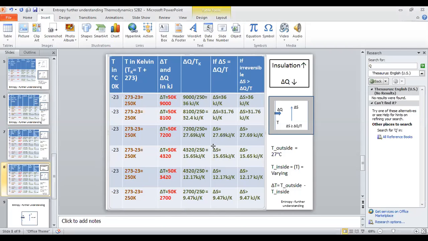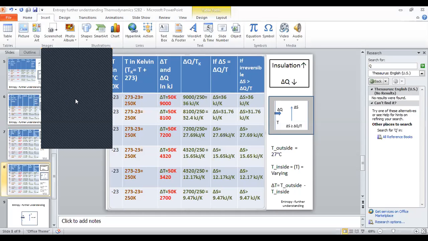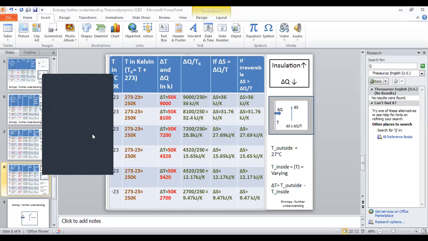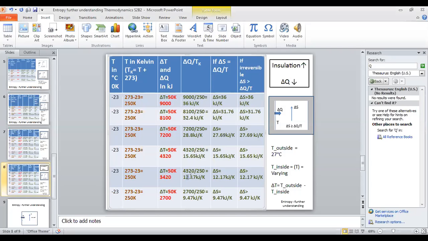Next is 7,200 divided by 250. You should expect this analysis even in the exams. That is 20.8. It is very close to the increased thermostat setting. 4,320 divided by 250, the next case, is 17.28.